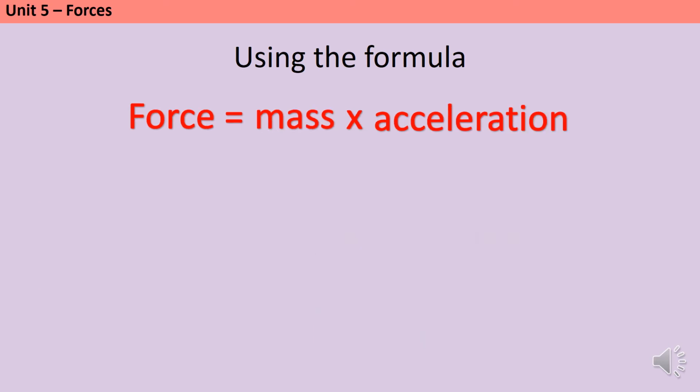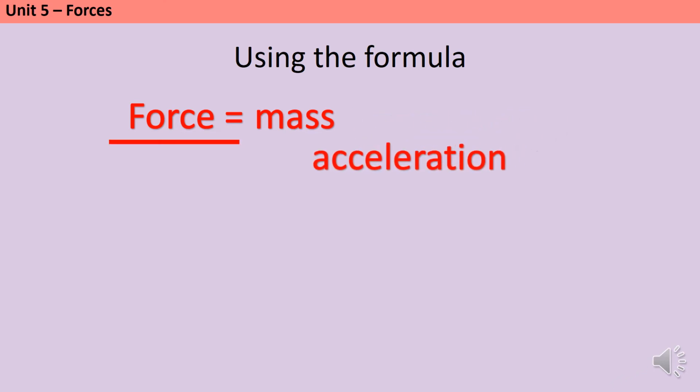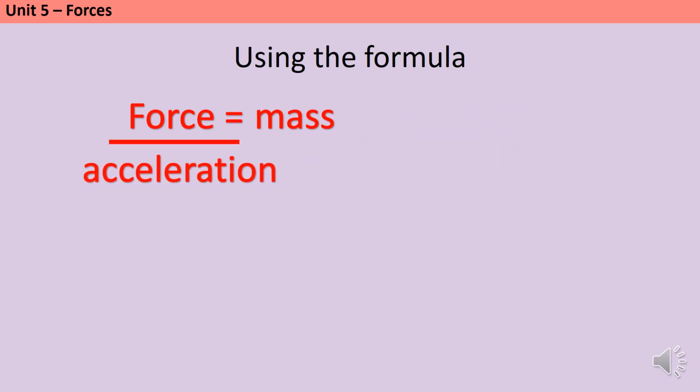Having rearranged this equation once, we can use the same technique to arrange it to make mass the subject. So mass is currently multiplied by acceleration. To get rid of that multiplied by acceleration, we need to divide by acceleration, and whatever we do to the right side, we do to the left. So we're left with an equation of force divided by acceleration is mass.